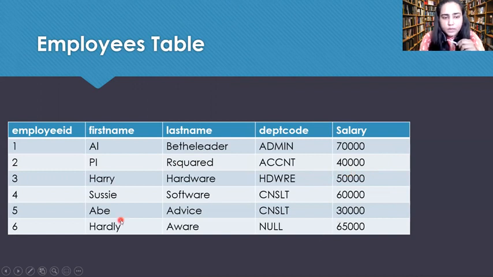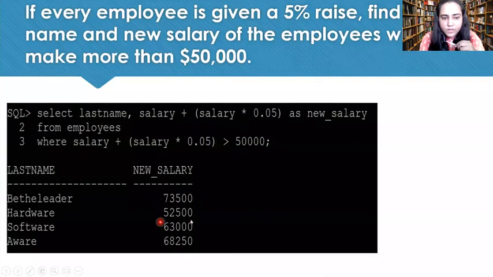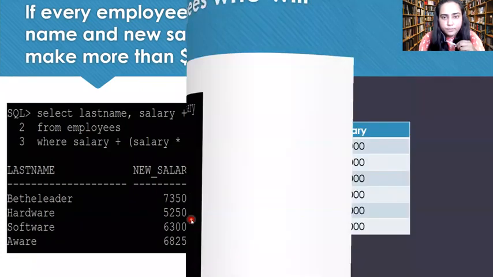You can see this Abe Advisor has 30,000. So obviously, even if you gave a 5% increase, it wouldn't be more than 50,000. So that's why this is not included. So the second and the fifth values are not included, but everything else is. Even Harry Hardware, because he has 50,000, and when you add 5% to it, it will definitely be greater than 50,000. So you can see that over here, he has more salary than 50,000.